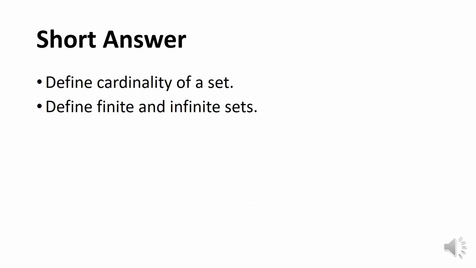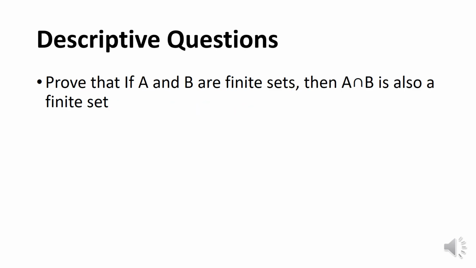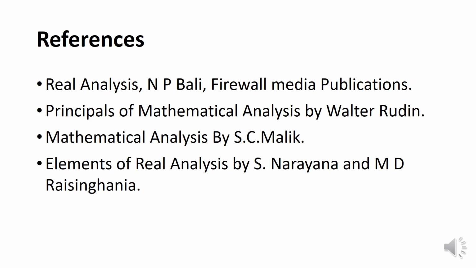So, for this you can take a test, or you can write the definitions, like define the cardinality of a set, and define the finite and infinite set, and also the descriptive questions you can try at home. So, prove that if A and B are finite sets, then A intersection B is also a finite set, and this is the reference. Thank you.